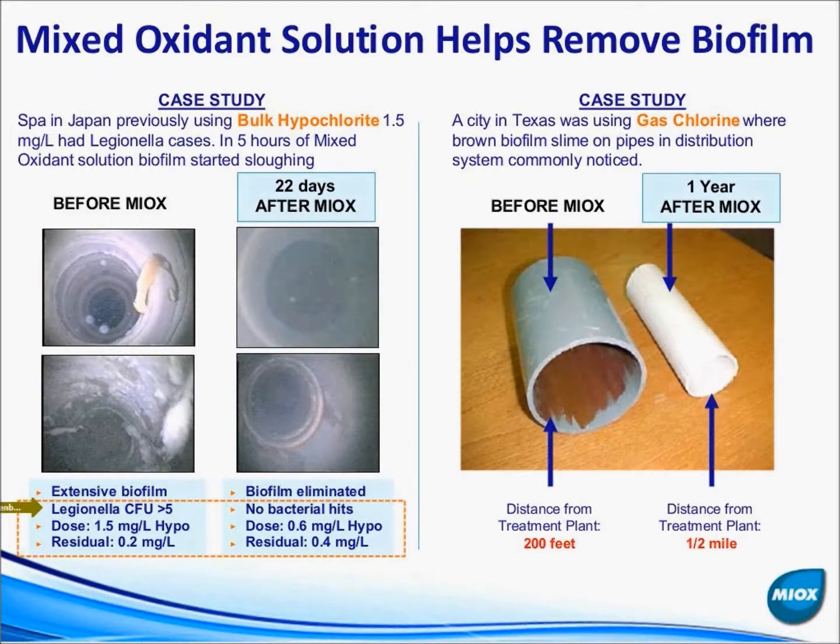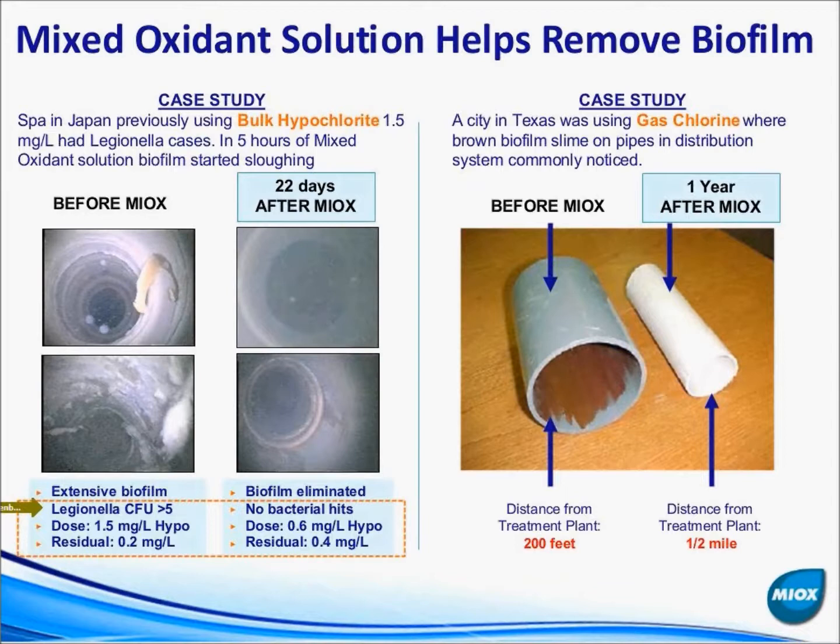Moving to a city in Texas that will leave nameless, that had converted over to mixed oxidant. Just in case you're actually drinking the water, we don't want to make people feel unpleasant. There was a city that was using gas chlorine in Texas and had noticed in their distribution system prior to the conversion, when they would have to maintain some of the pipes, that there was a brown, slimy film that was noticed quite commonly in pipes, in particularly certain legs of the system.